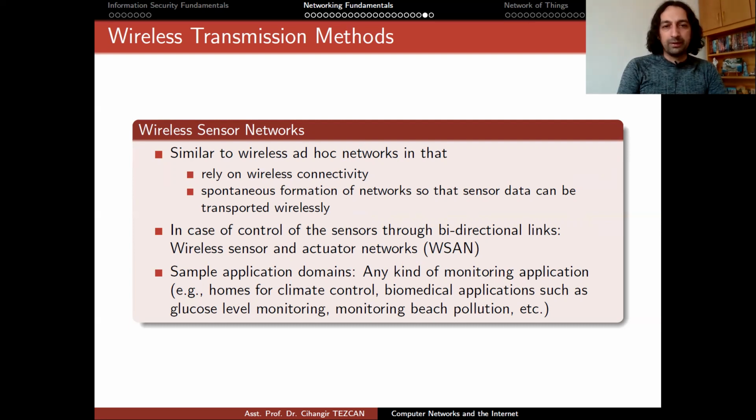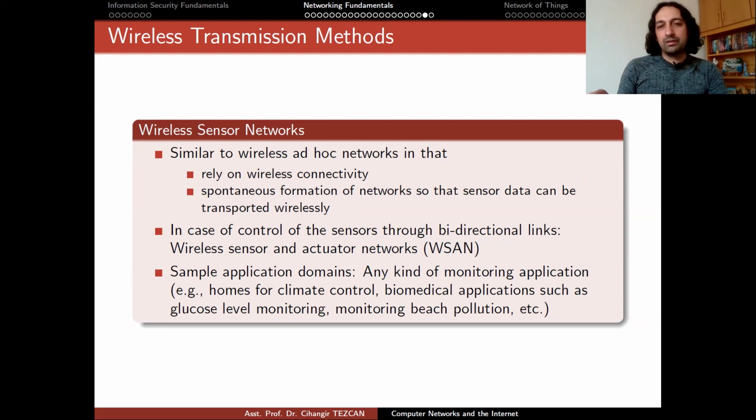So let's talk about wireless sensor networks as our last slide for that topic. They are similar to wireless ad hoc networks in that they rely on wireless connectivity and spontaneous formation of networks so that sensor data can be transported wirelessly. In the case of control of the sensors through bidirectional links, they are referred to as wireless sensor and actuator networks.